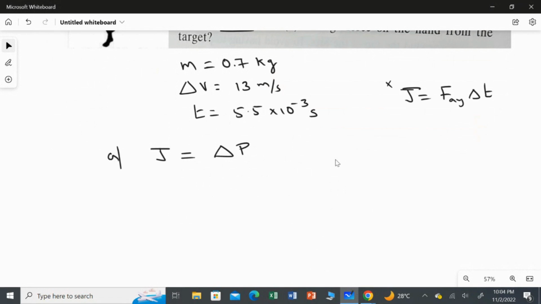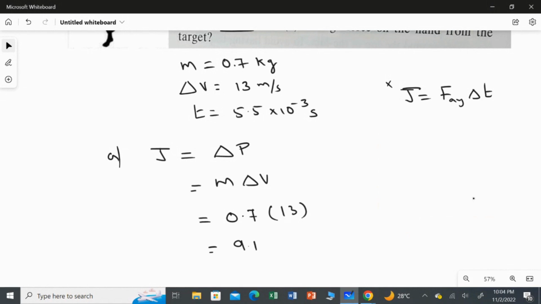So again, we have two parts. We have another formula for the impulse: the impulse momentum theorem. J is equal to change in momentum, which is equal to delta P, so mass multiplied by change in speed. Clear? So I'm going to substitute the values. The mass value is 0.7 and the change in speed is 13 meters per second. So I'm going to multiply these two: 0.7 multiplied by 13. We got the answer as 9.1.